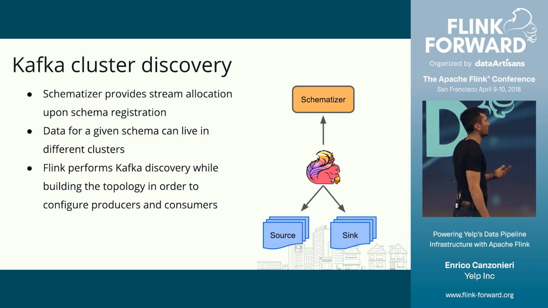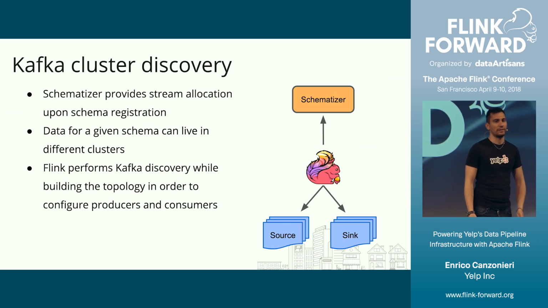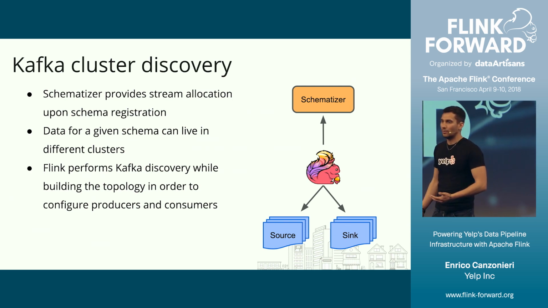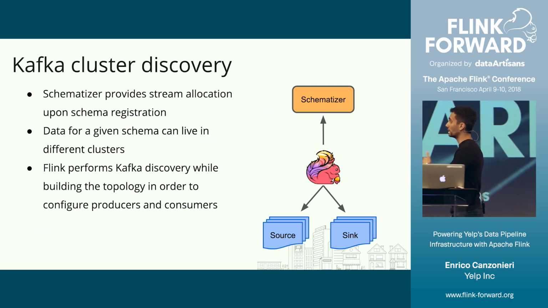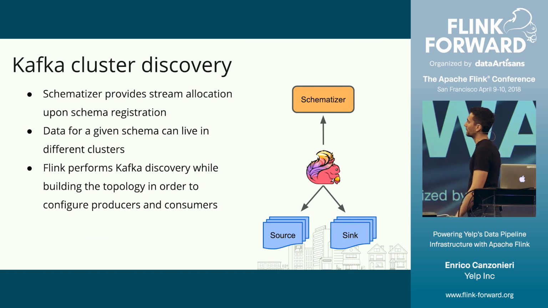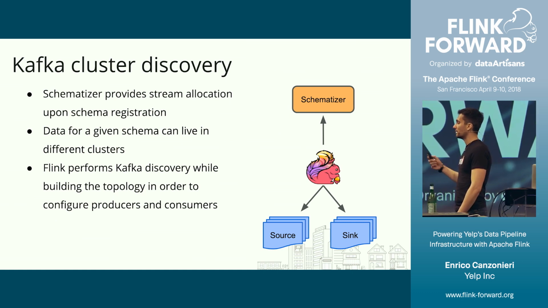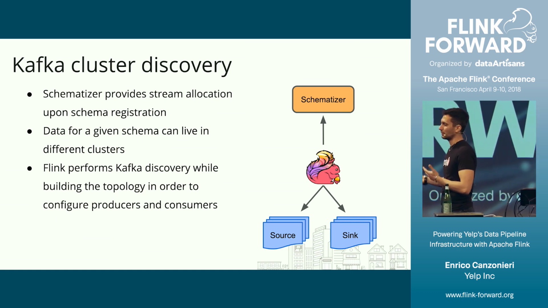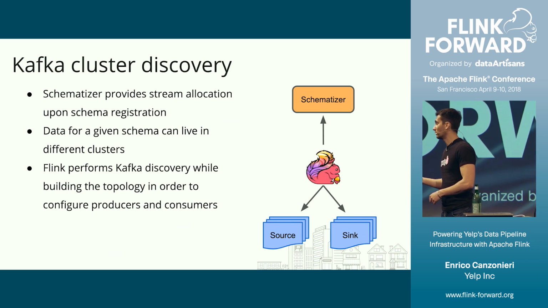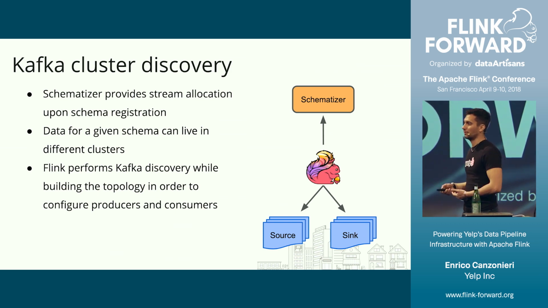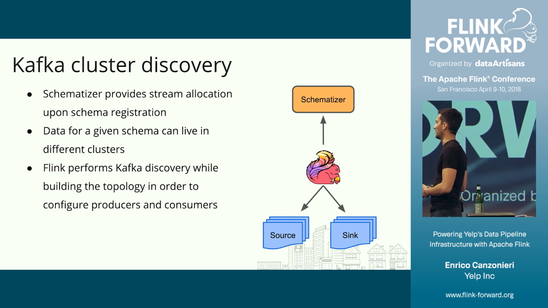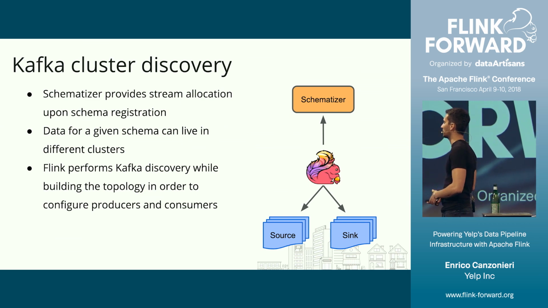And because we run a multi-regional deployment for Kafka, data can live in one or more Kafka clusters. We need Flink to be able to consume the data from everywhere. The Schematizer also provides the abstraction for the allocation of topics in addition to discovery. So also for production, Flink needs to allocate any schema through the Schematizer.